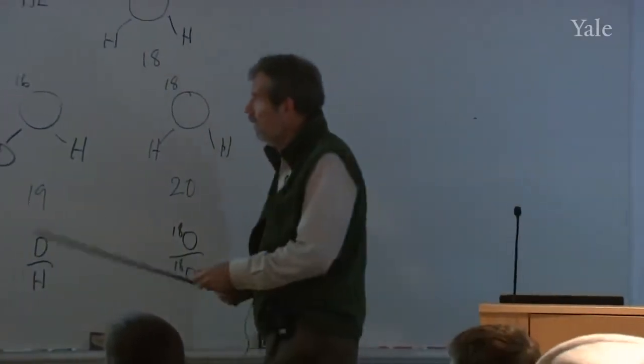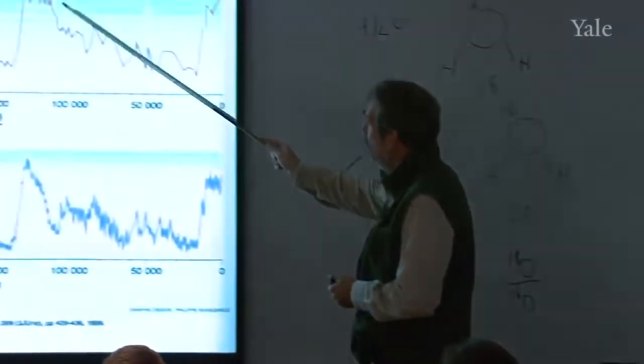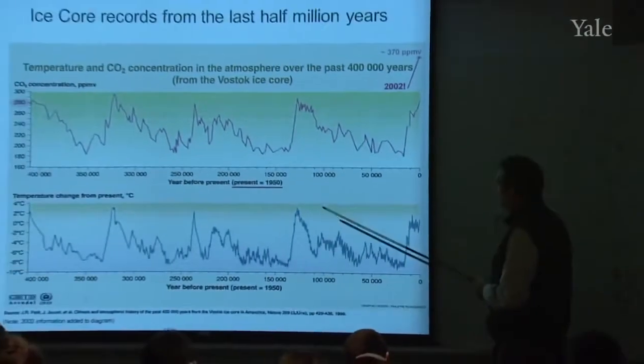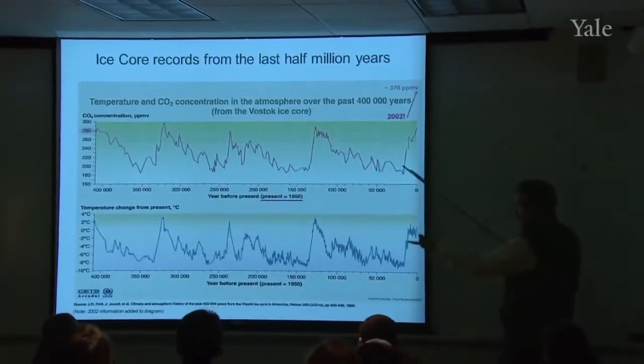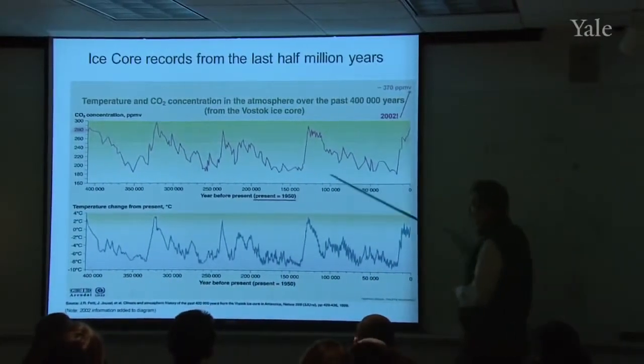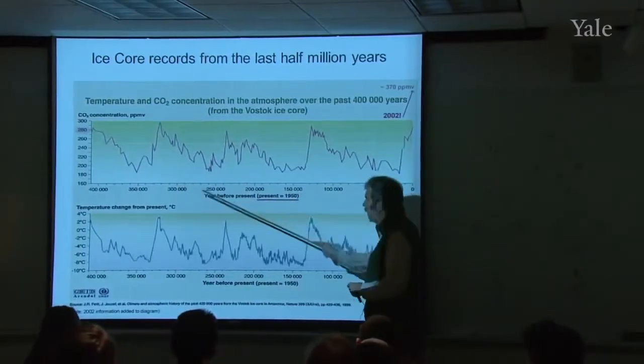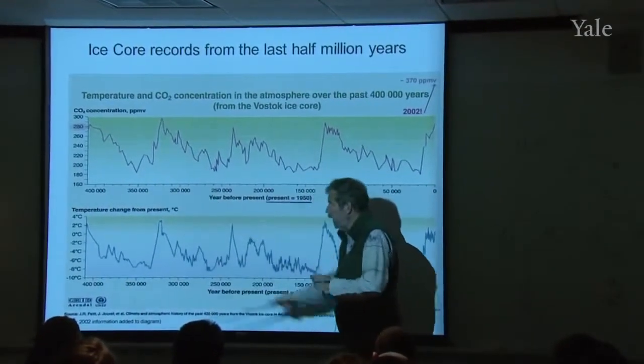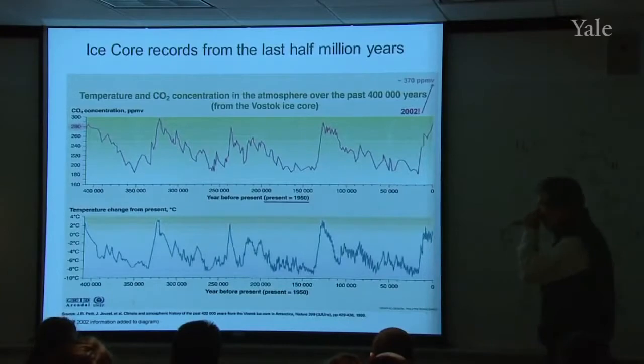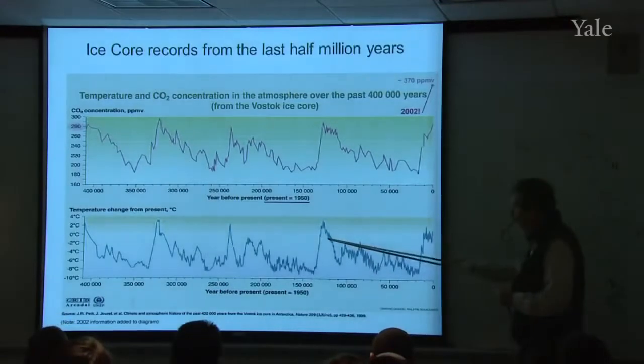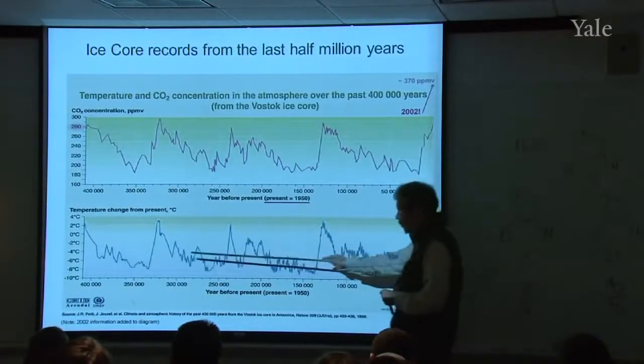So here I've plotted up from the Vostok core alone a record where the time axis is switched here. This is today, and this is going back in time. This goes back a bit further. I've shown you data back to 400,000 years ago. Here's the isotope record converted to a temperature.